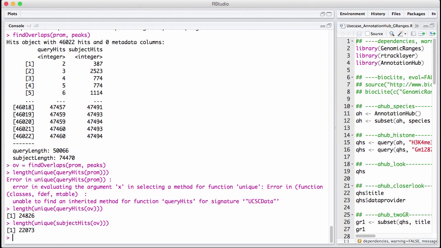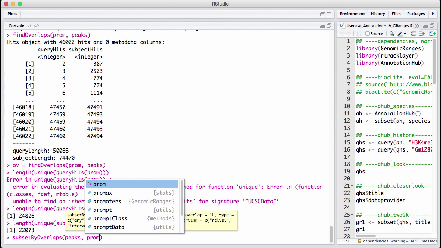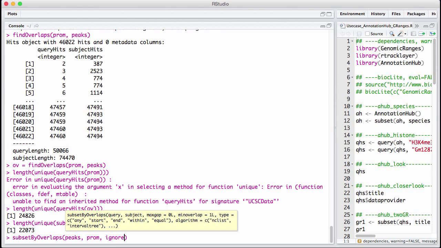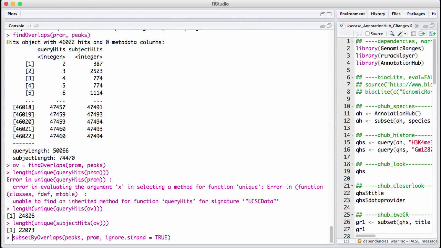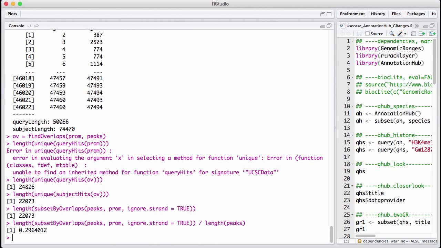I often do a little trick here. I utilize the convenient function called subsetByOverlaps, where I say, out of my peaks, how many overlap a promoter? And perhaps we want to ignore strand. And then I say, what's the length of that? That's the same number as before. And then I divide that by the length of the peaks. This is the percentage of peaks that overlap a promoter.